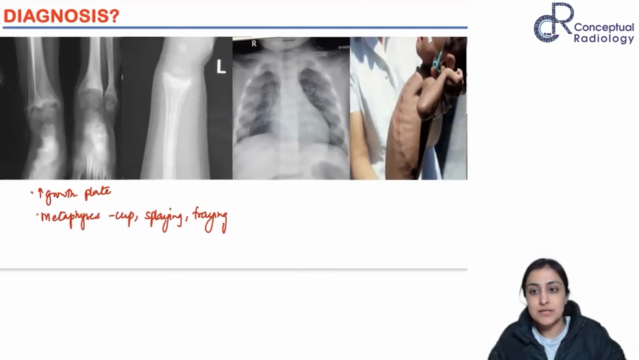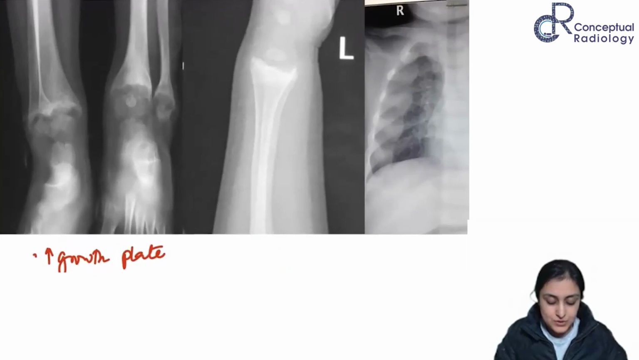Ma'am, the lucent area is the metaphysis. No, that's the growth plate, right? So this is the epiphysis, this is the growth plate, and this is the metaphysis. We've forgotten basics. So this is the epiphysis, this is the growth plate, which is lucent, yeah, and this is the metaphysis. As the age progresses, this will be fused, okay? So this is meta, this is dia, okay?